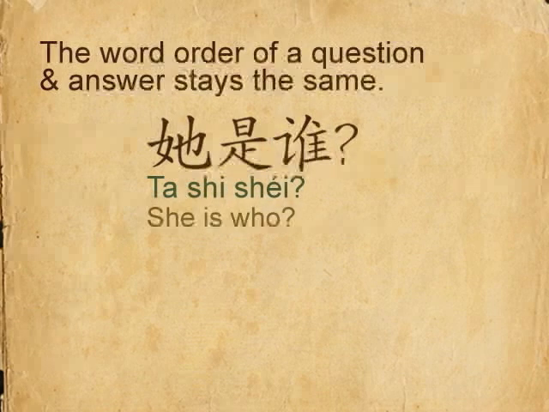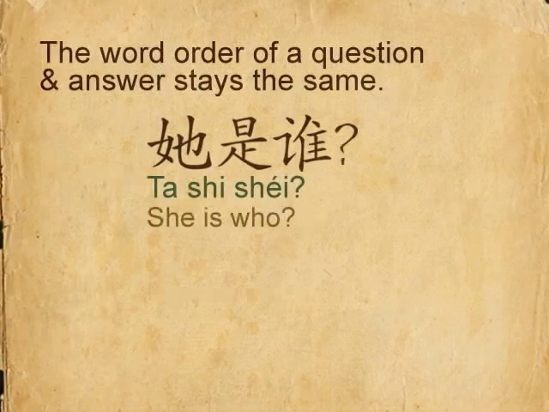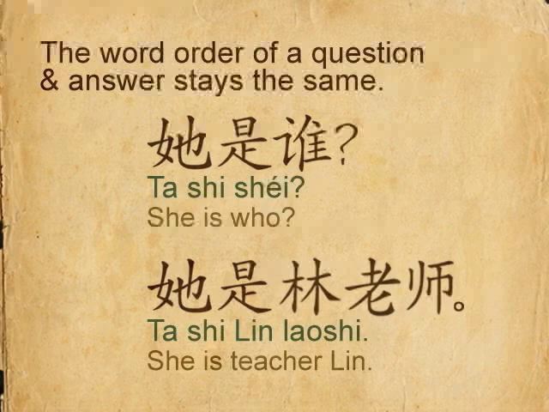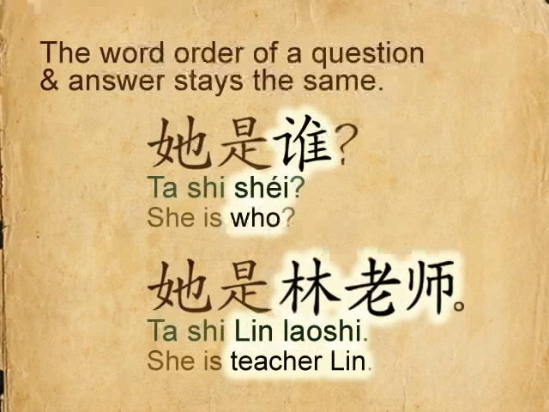他是谁? She is who? In Chinese grammar, when you ask a question, the word order of the sentence stays the same in the question and the answer. For instance, the question is, 他是谁? The answer is, 她是林老师。She is who? She is teacher Lin. The question word, 谁, is replaced by the person's name, 林老师, in the answer.